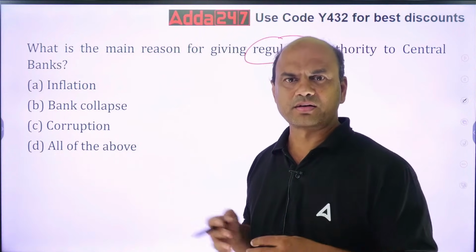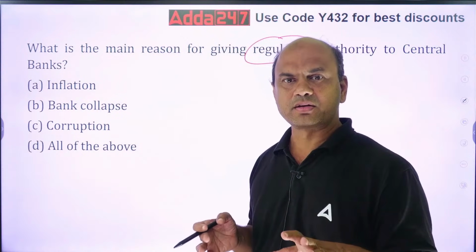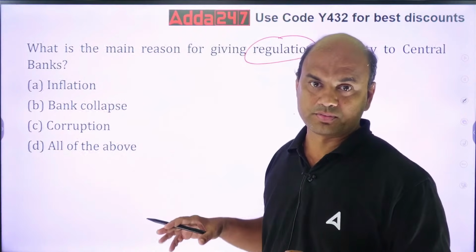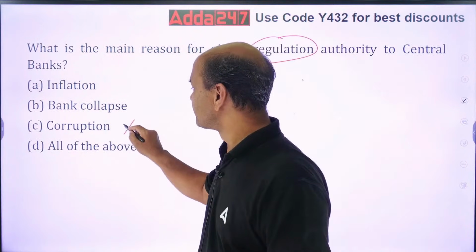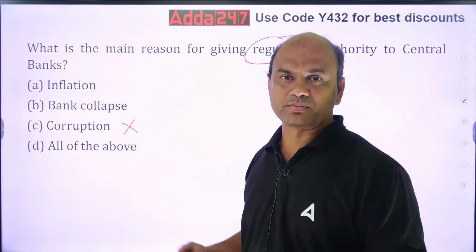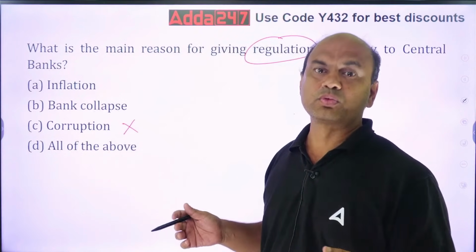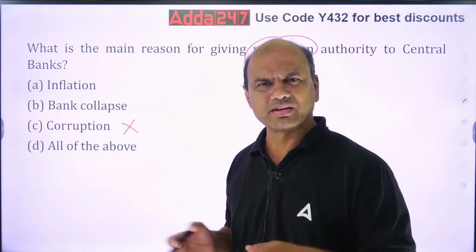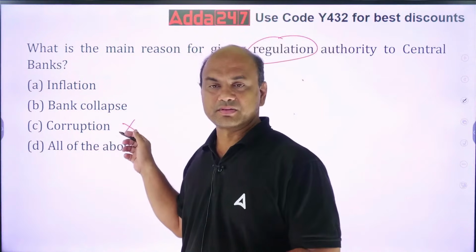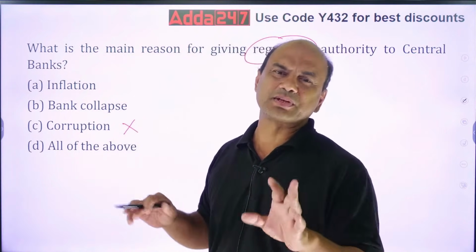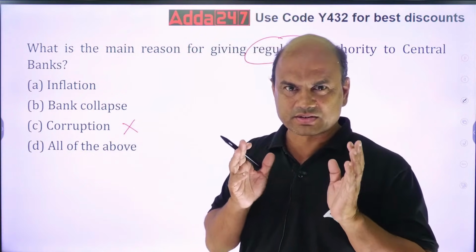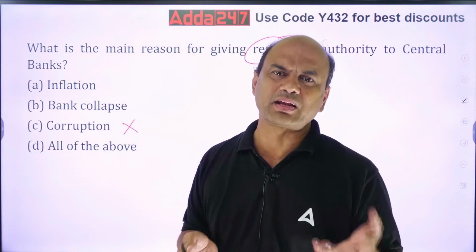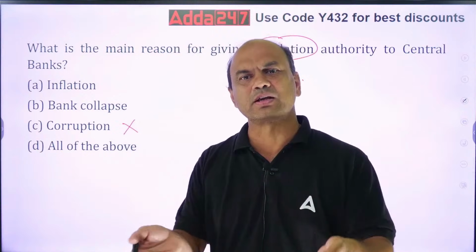Corruption can be anywhere. So corruption is not the primary reason for giving RBI the control. There can be corruption in RBI also, just as an example. For countering corruption, we have the anti-corruption department that will take care of this. RBI is not there to focus on corruption, right?